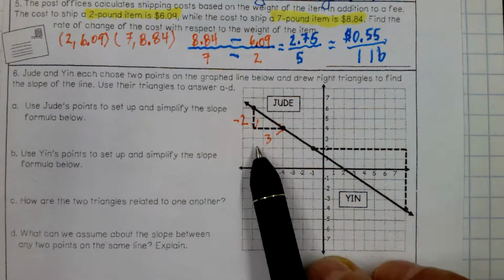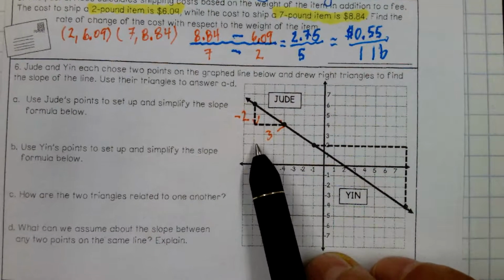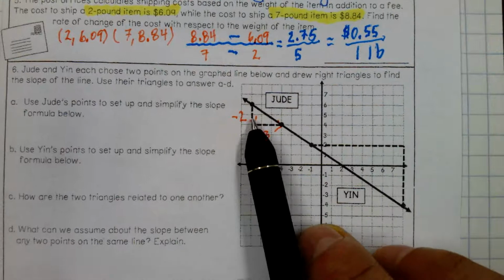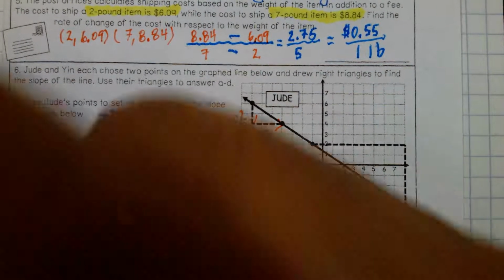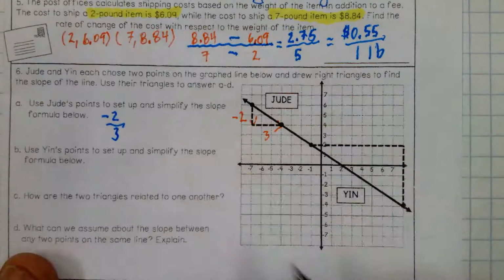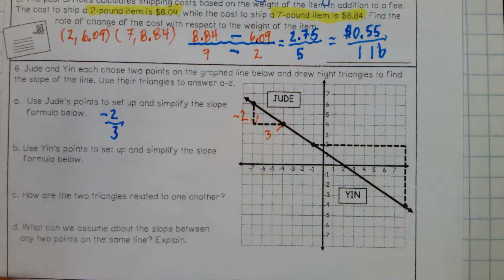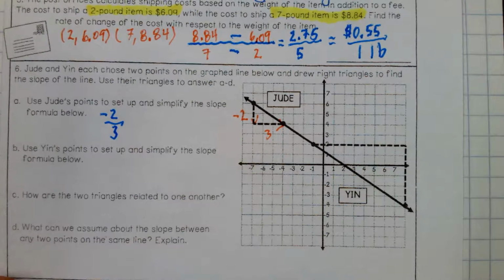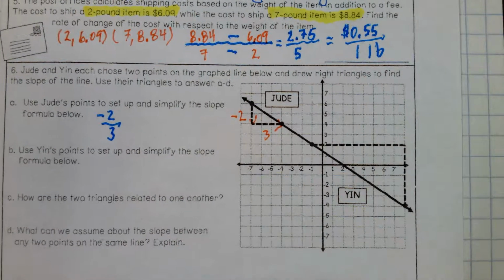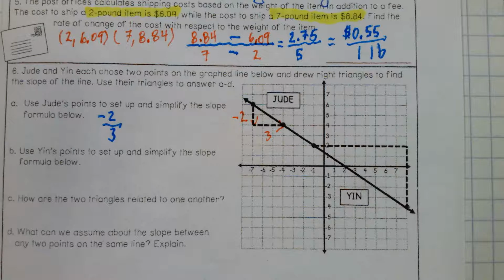Well, remember, it's rise over run. It's how much you go up or down versus how much you went across. So we went down 2. That would be -2. And we went to the right. That would be +3. So June found it to be -2/3. Okay. Let's try the next one.